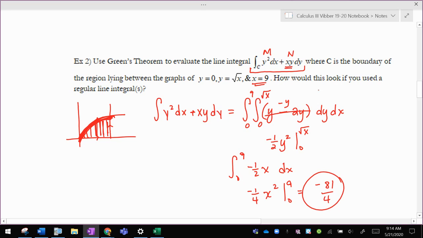This question follows up and says, how would this look if you used regular line integrals? You know what? It would look terrible. You know why it would look terrible? Because I have 3 separate paths that all connect to make a closed path. So I need 3 line integrals and 3 parameterizations. No thank you, but thank you to Green's theorem.